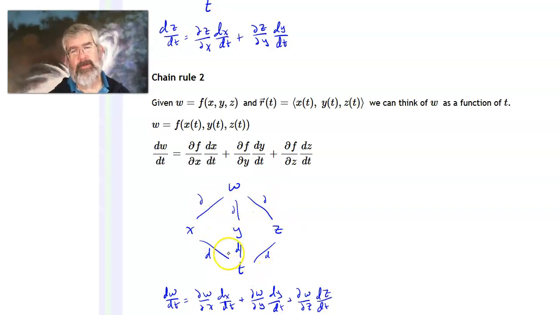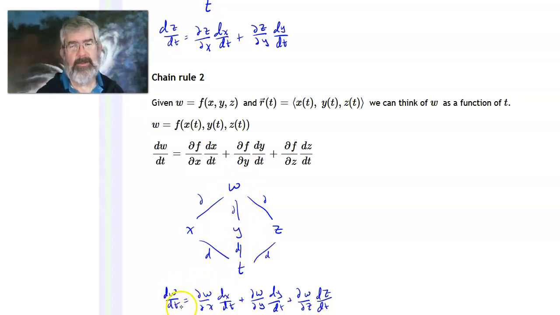These are partial derivatives, these are full derivatives, and so there's three ways now that t affects w, because changing t will change x, which changes w. Changing t will change y, which changes w. Changing t will change z, which changes w. And each of those, the effect is they all add up to the total change in w.